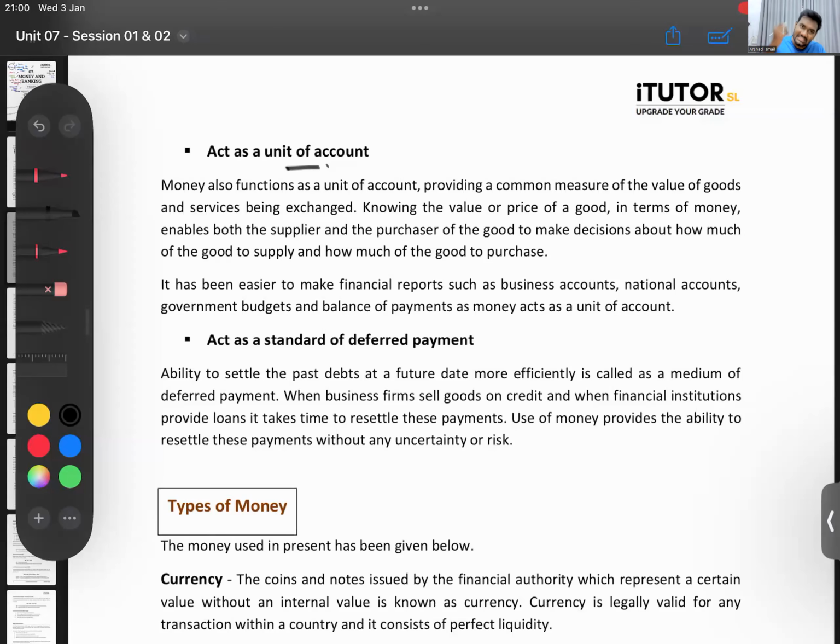Because of money. Just think, if there was nothing called money, how can you give value to something? How can you measure something? No way. That's what we say. Here, money also functions as a unit of account. It provides a common measure of value of goods and services. Only because of that, you can make decisions. So knowing the value or price of a good in terms of money enables the supplier and the purchaser to make better decisions. And even something like financial statements, you can only make because of what?